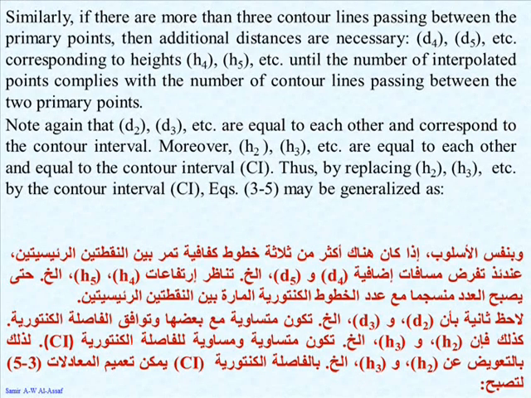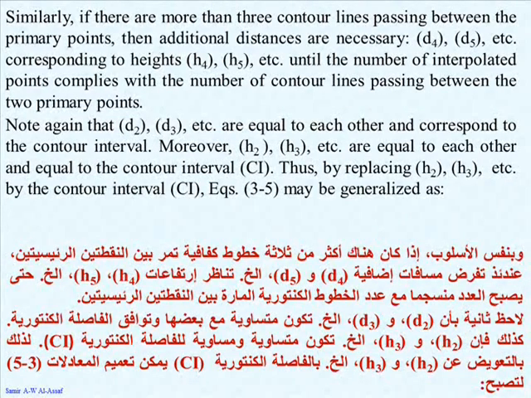Similarly, if there are more than 3 contour lines passing between the primary points, then additional distances are necessary: small d sub 4, small d sub 5, etc., corresponding to heights small h sub 4, small h sub 5, etc., until the number of interpolated points complies with the number of contour lines passing between the two primary points.